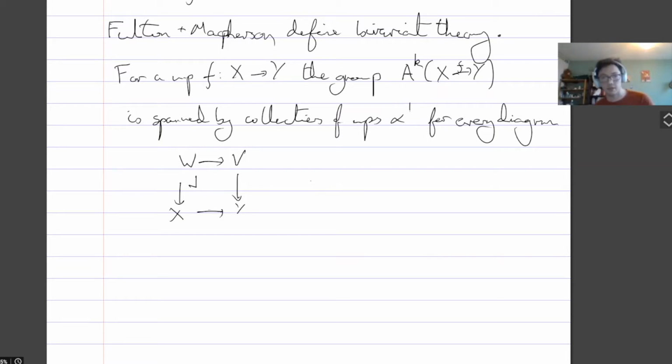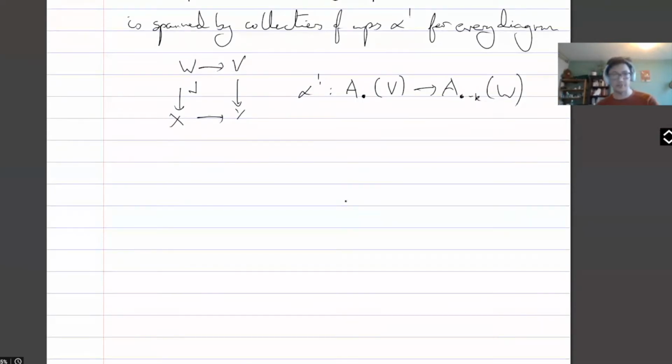And where do these maps go? So alpha upper shriek tells you how to go from cycles on V to cycles on W. So I take in some dimensional cycle on V, and what I spit out is a cycle on W whose dimension is decreased by k, where k is the index of this. And you ask that these things be compatible with a variety of different things.